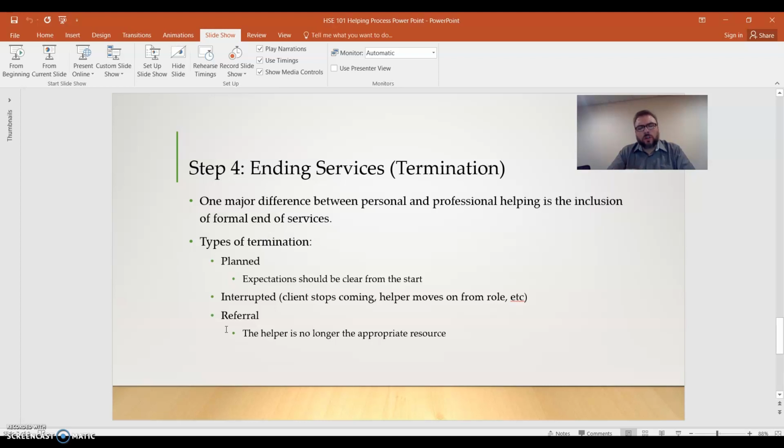Now, of course, relationships end on our personal helpers as well. But this is going to be happening in a meaningful and planned manner. And everyone is going to know from the outset that there's an end to this service. When we're looking at interventions and we're looking at goals, we should have an end date in mind or an end skill set in mind. What am I going to be able to do measurably at the end of our relationship that's different from what I can do now?